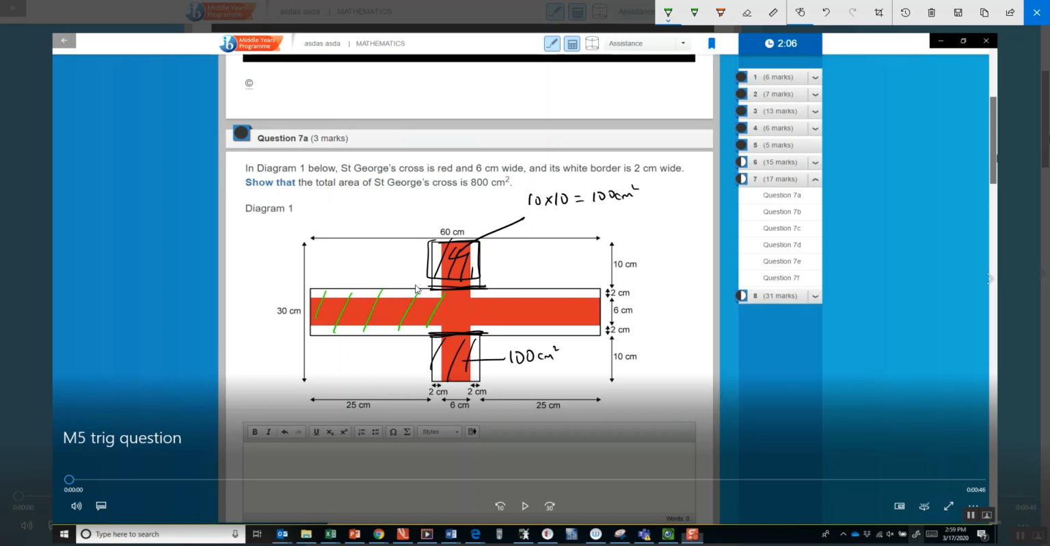Yes. Okay, so what about this area here? How do we work out this one? 10 multiplied by 6. Right, okay, good. So the total length is 60. And we're going to multiply it by 10, which is 600. So our total area is going to be 600 plus the 100 plus the 100, which is 800. You all got that okay in a fashion?